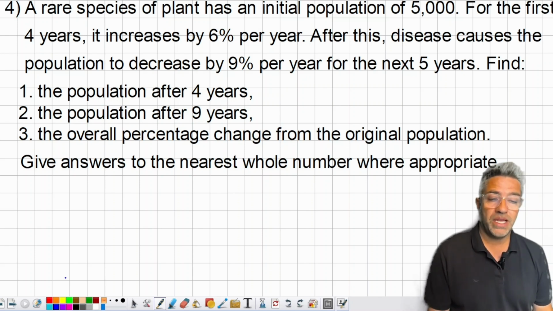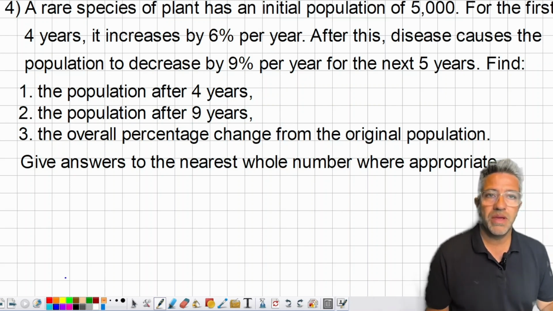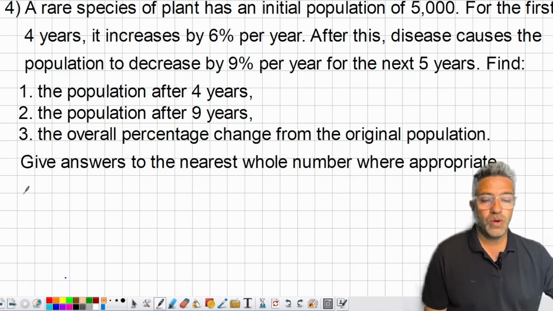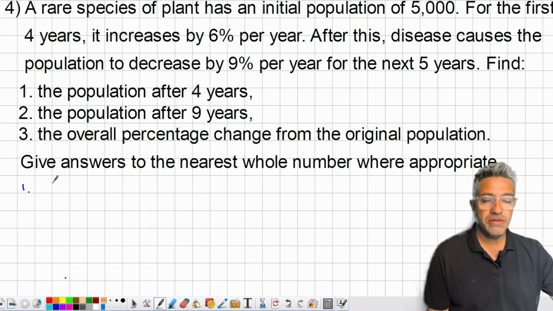Find the population. I'm going to do each question one at a time. I'm not even going to read questions 2 and 3 at this stage. So, for question 1, we want the population after 4 years. So I take my starting value, 5,000, like so. It increases by 6%. So using the multiplier method, that would be 1.06. And our time frame is 4.